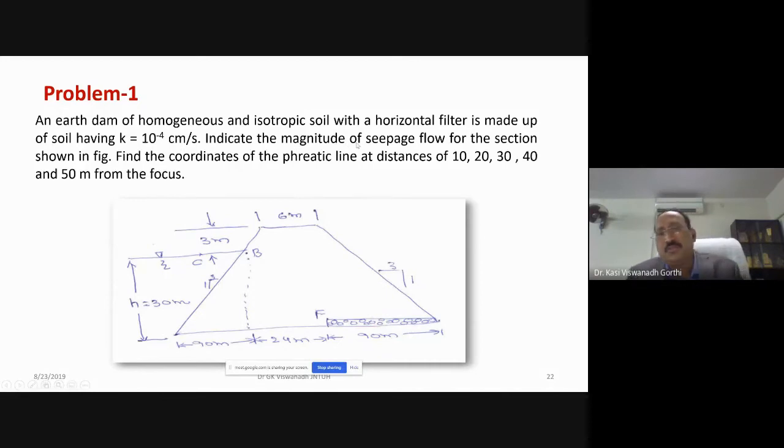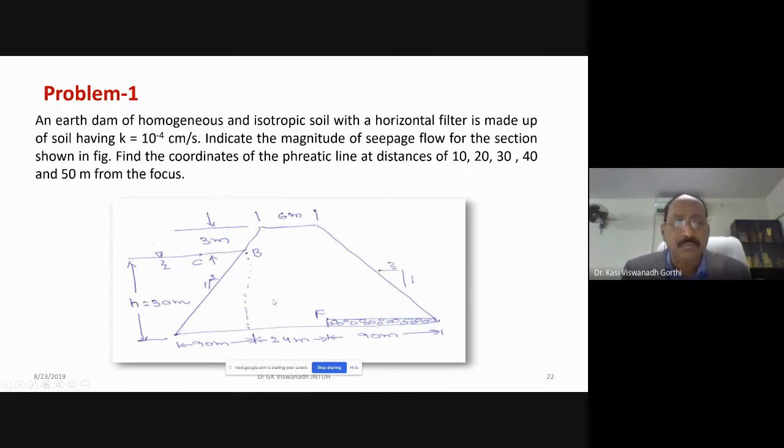So rate of seepage is to be found, Q is equal to K into S something. And you need to find the location of the phreatic line at various distances of 10, 20, 30, 40 and 50 meters, measured from the focus. What is the location of this phreatic line? Once you know these ordinates, a smooth curve can be drawn so that you will be able to have the phreatic line drawn on a two-dimensional earth dam section.